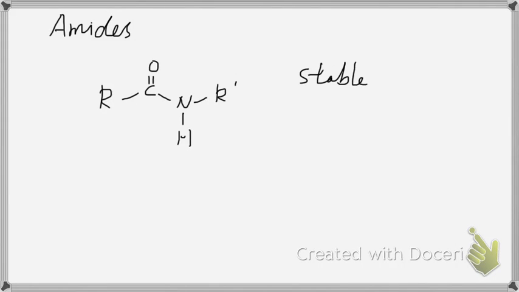Now we will talk about the other most important carboxylic acid derivatives, the amides. Now, as we mentioned before, amides are the most stable acid derivatives because the nitrogen that's attached to the carbonyl can donate its lone pair of electrons to stabilize the carbonyl.